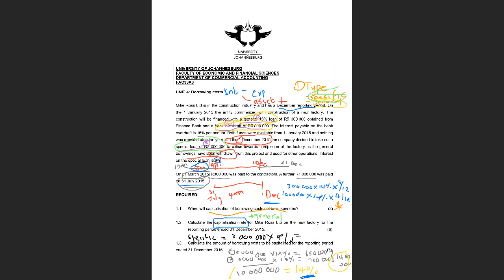Why are they saying 1 month? Let's go back to the question. Remember that this specific loan was only taken out on this date here, on the 1st of December 2015. The year end is 31st of December 2015. So only for that 1 month was that specific or special loan used for this project. So we're going to multiply this by 1 over 12. Okay, and that will give you 15,000.